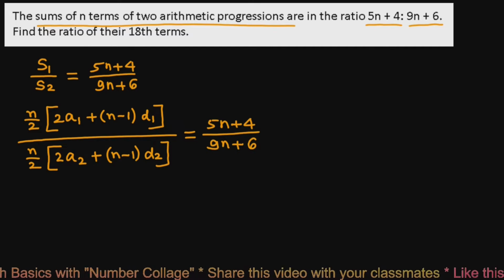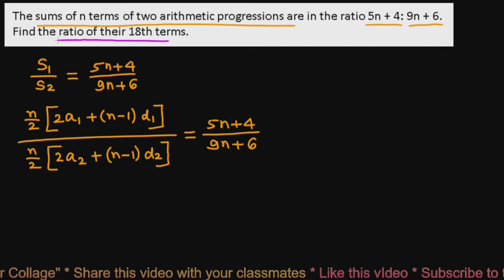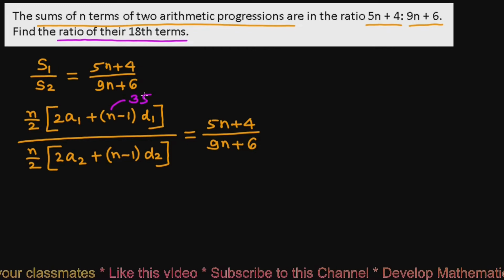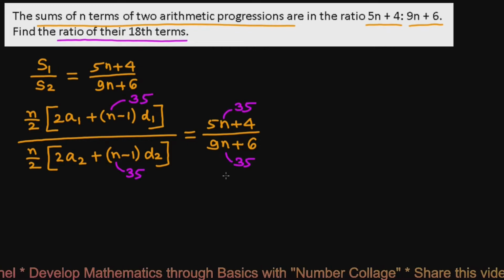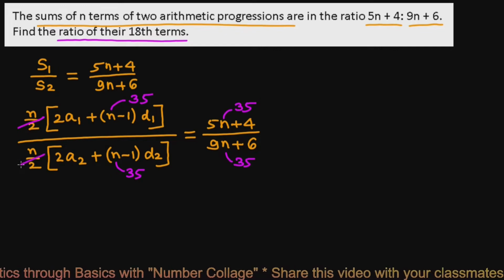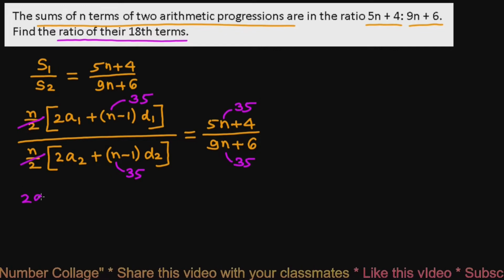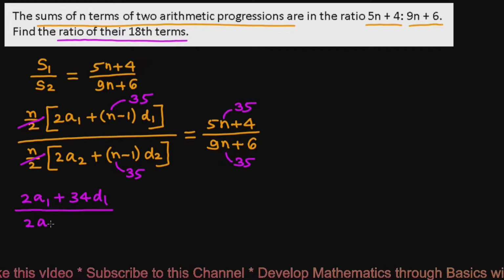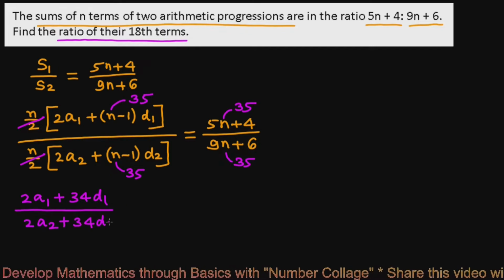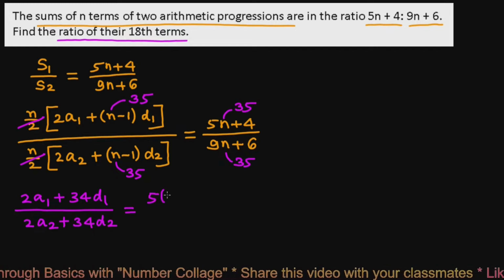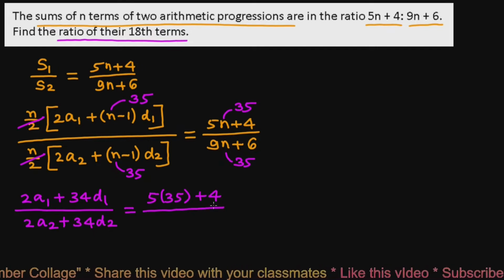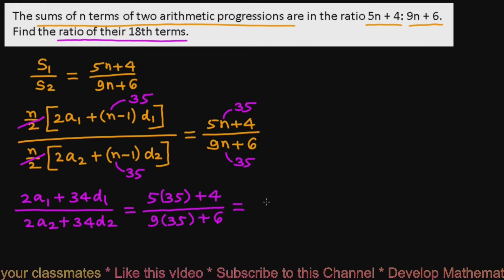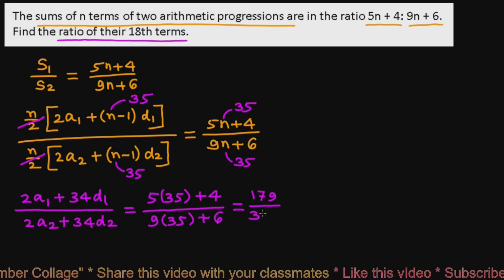Now since we have to find a ratio of their 18th terms, we will put n equals 35 and see what happens. The n by 2 cancels with the n by 2. It will be (2a1 + 34d1) upon (2a2 + 34d2), which equals (5 into 35 + 4) upon (9 into 35 + 6). So that gives 179 upon 321.